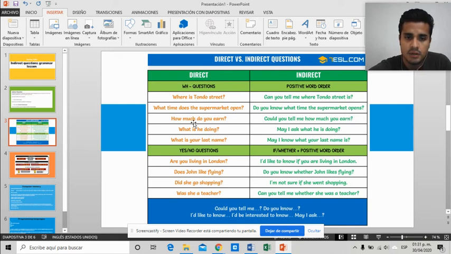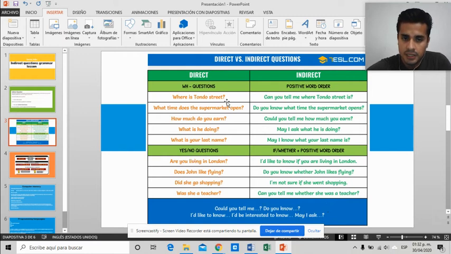Good. So how much do you earn? Could you tell me how much you earn? If you notice, it's the same question, but we have to use another question inside of the original one. So what can we use? Could you tell me? Do you know? I'd like to know. I'd be interested to know, or may I ask? Basically, that's an indirect question, guys. It's going to make you sound more formal, okay?